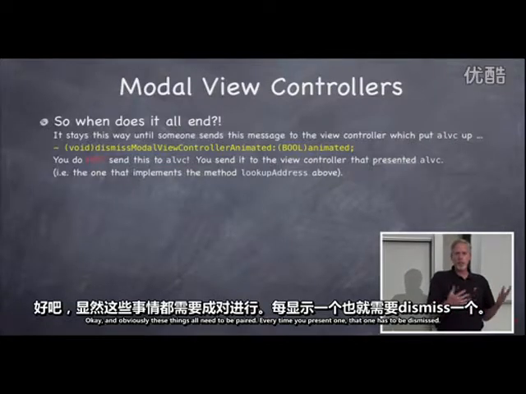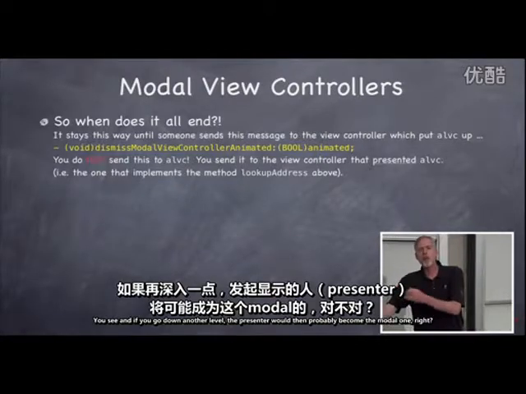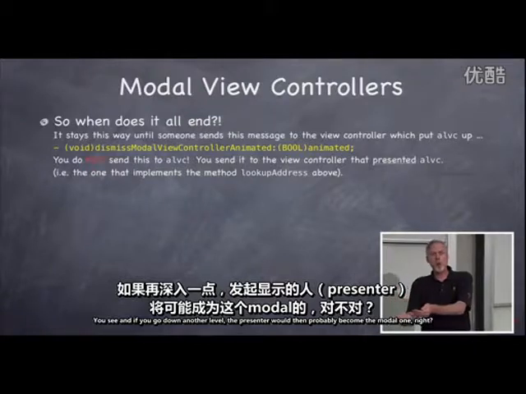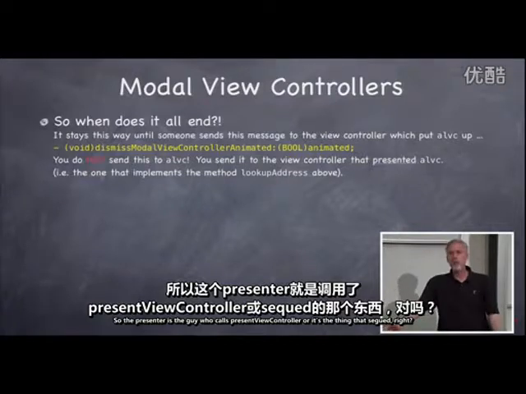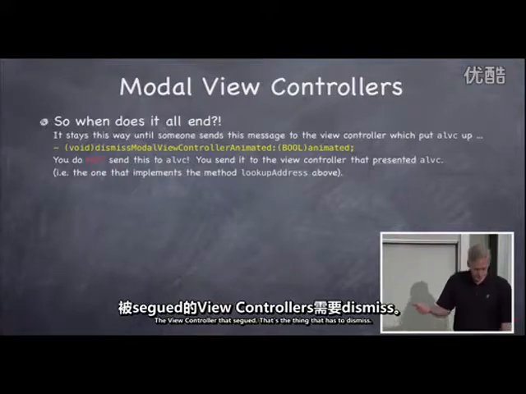And obviously these things all need to be paired. Every time you present one, that one has to be dismissed. If you go down another level, then the presenter would then probably become the modal one, right? And so the presenter is the guy who calls present view controller, or it's the thing that segued, right? The view controller that segued. That's the thing that has to dismiss.